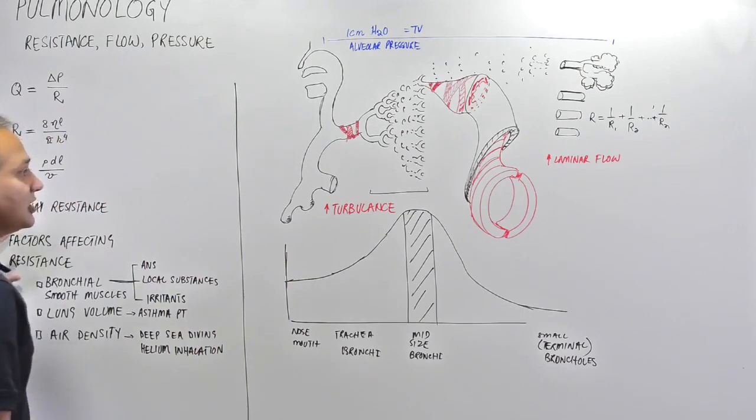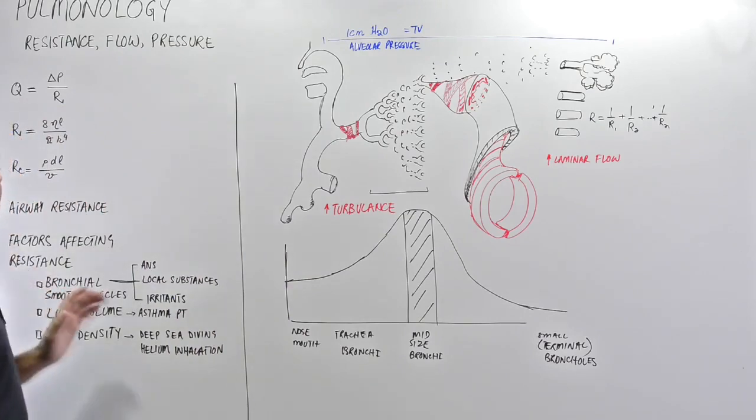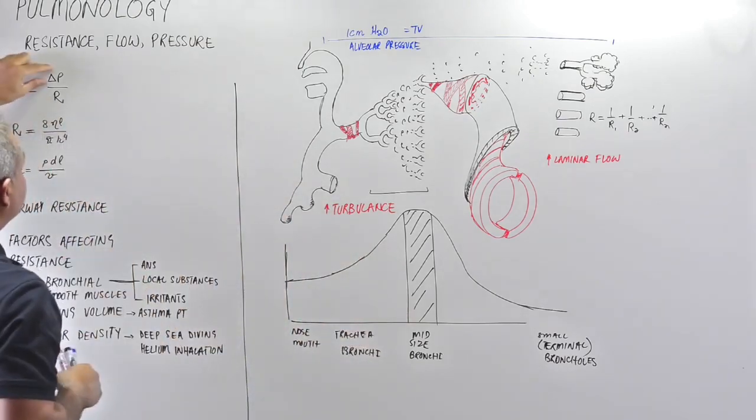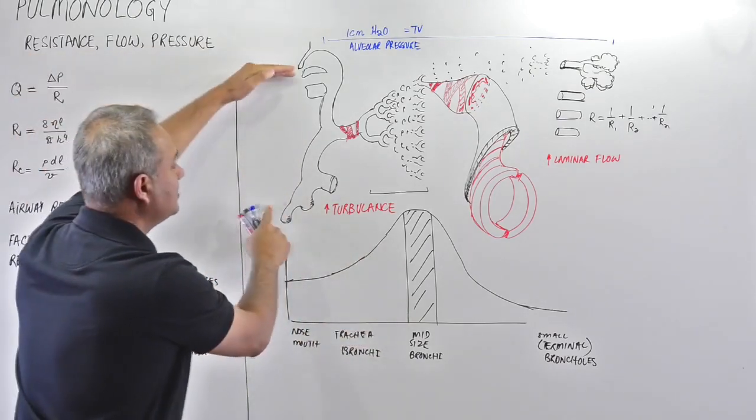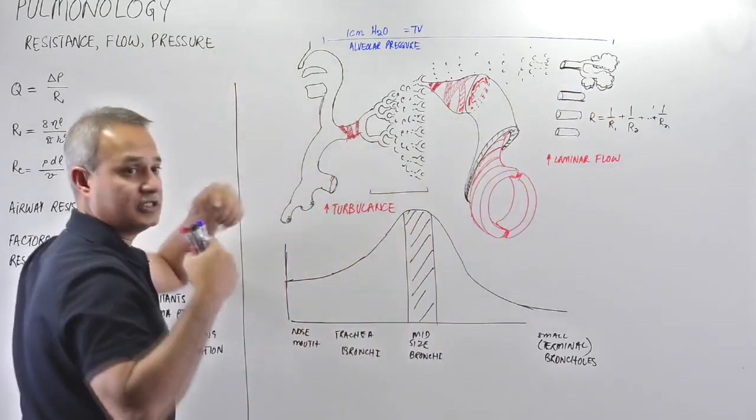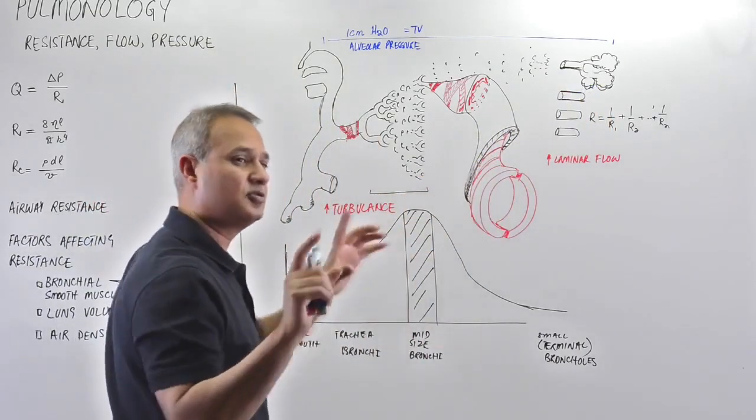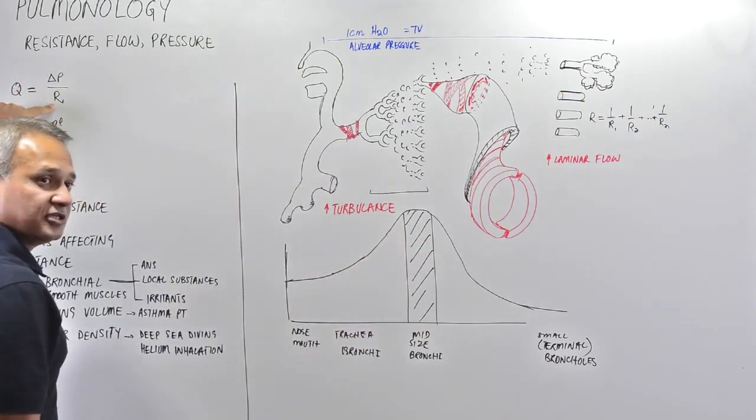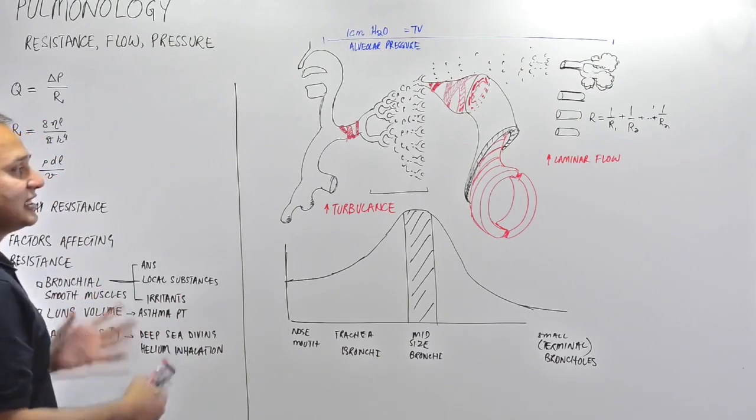So now let's see what are the factors that affect this resistance. What are the factors that would change this resistance? What we have to keep in mind is pressure is almost going to be the same. The pressure gradient between the alveolus here and the mouth and nose is going to be the same. So keep that as a constant. It is the resistance that is going to change. So what are the factors that change the resistance?